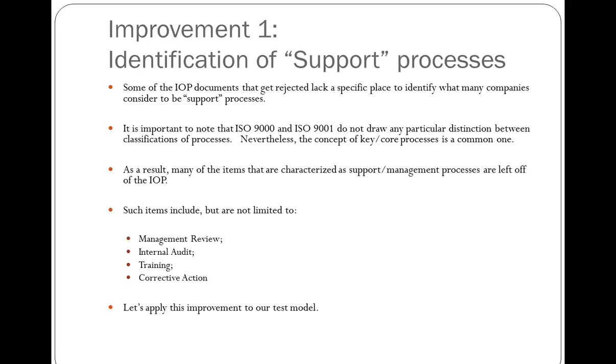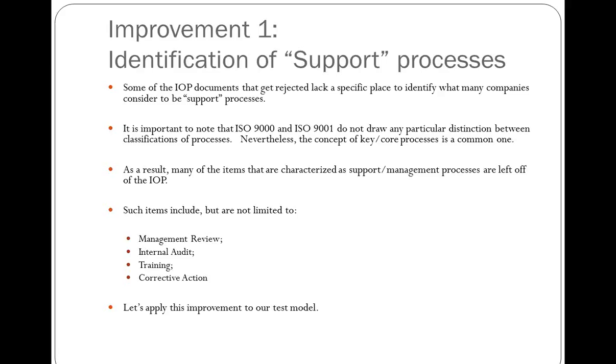Now, when that happens, sometimes the items that are characterized as support or management get left off the IOP, whether intentionally or accidentally. So what are some of the things we're referring to as support processes? Well, things like management review, internal auditing, training, monitoring of customer satisfaction information, your objectives, and so forth. Those items are still absolutely a part of your quality system, but they're not part of the day-to-day flow, so to speak. So how do we get that into an IOP?